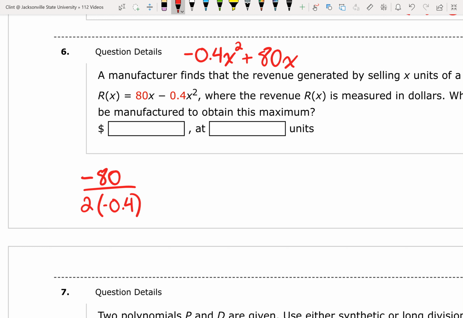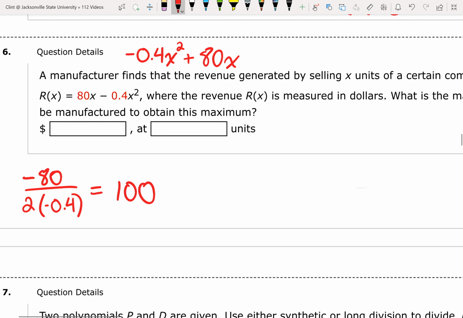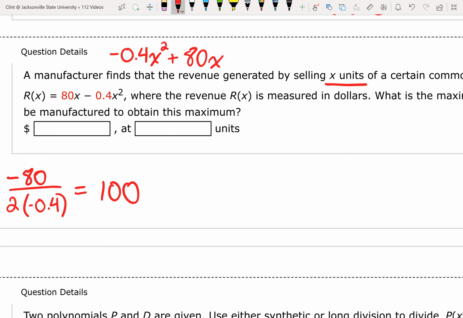So this is going to be 100. Okay. So that's our x coordinate. What's x? X is the units. So we're going to have 100 units. And then now we want to know r of 100. R of 100, that's going to be in dollars. Okay, so we're going to take and plug in 100.